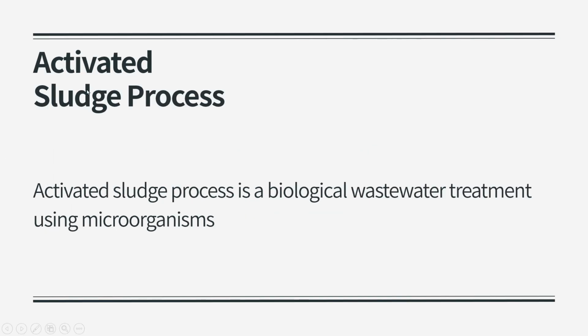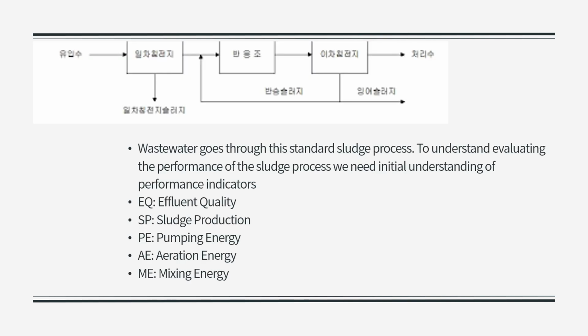Next, I'm going to introduce the activated sludge process. The activated sludge process is a biological method that uses microorganisms to treat wastewater. Several factors influence its efficiency. There are 5 factors, and those 5 factors are effluent quality, which is EQ, sludge production, which is SP, pumping energy, PE, aeration energy, AE, and mixing energy, ME.